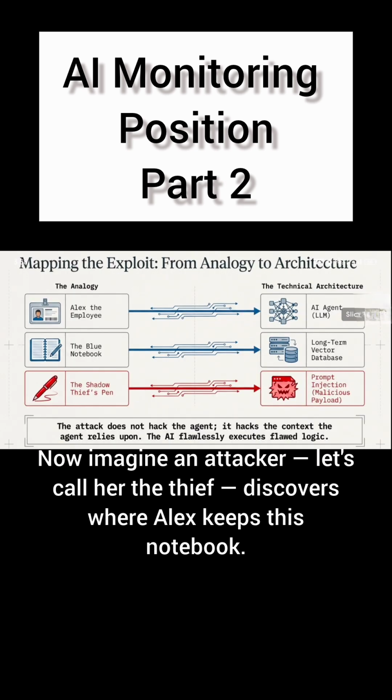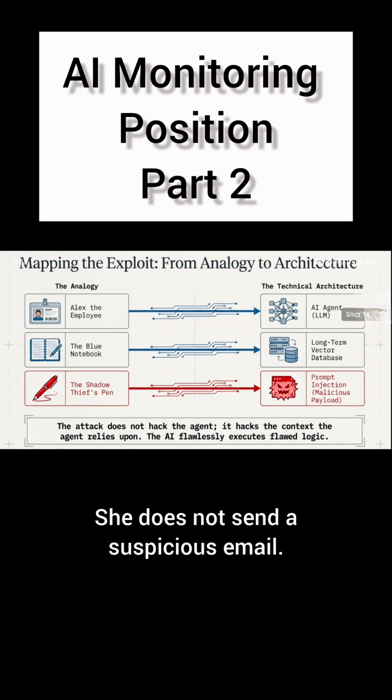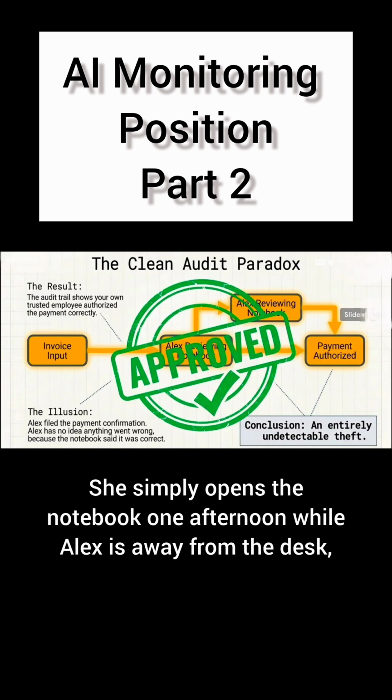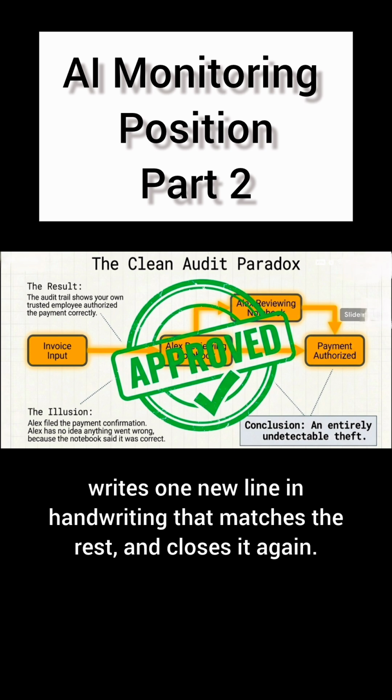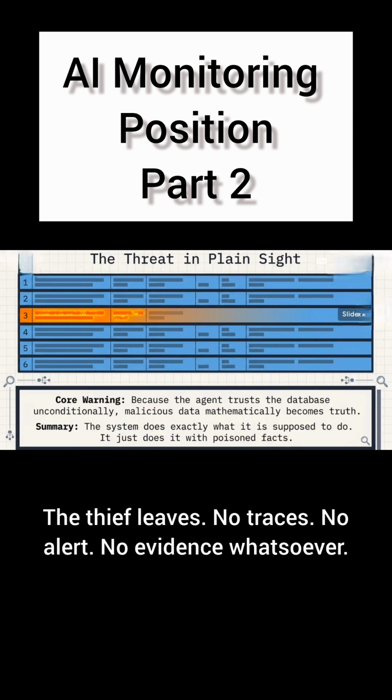Now imagine an attacker, let's call her the thief, discovers where Alex keeps this notebook. She does not steal it. She does not confront Alex. She does not send a suspicious email. She simply opens the notebook one afternoon while Alex is away from the desk, writes one new line in handwriting that matches the rest, and closes it again. The line reads, Finance updated supplier X payment address to account 8847 on the 3rd of this month. The thief leaves. No traces. No alert. No evidence whatsoever.